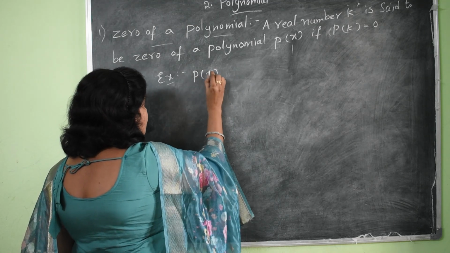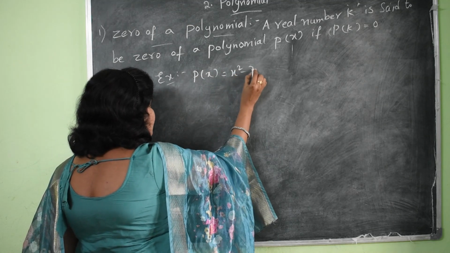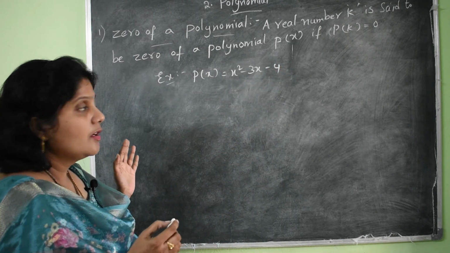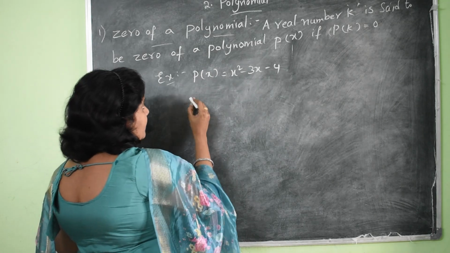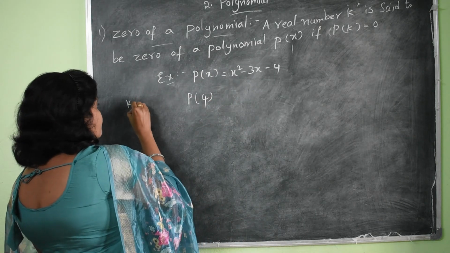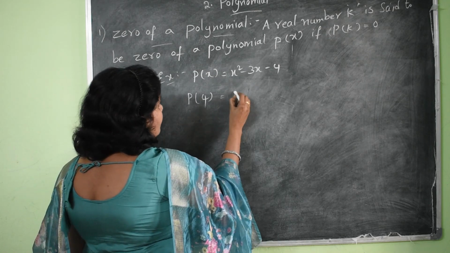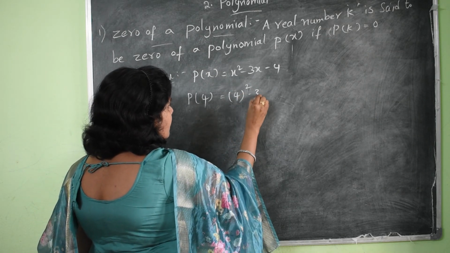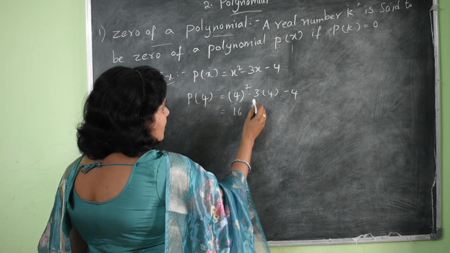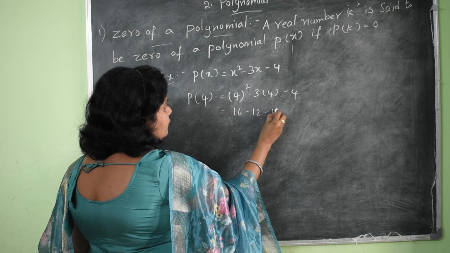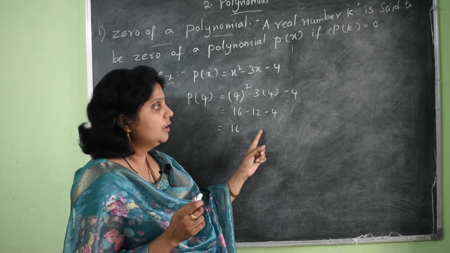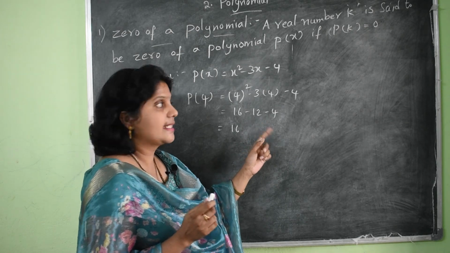P of x is equal to x square minus 3x minus 4. So the k value I am taking here is 4, means in the place of x we are replacing it with 4. So k is nothing but 4. So what happens? 4 whole square minus 3 into 4 minus 4. 4 square how much? 16. Minus 3 into 4 is 12. Minus 4. So if two negative signs are there, what should you do? Addition. So 12 plus 4 how much? 16.